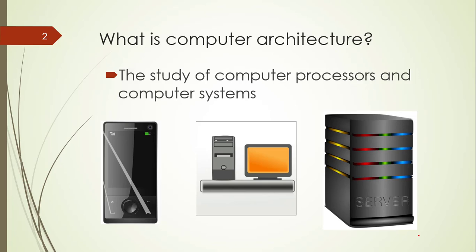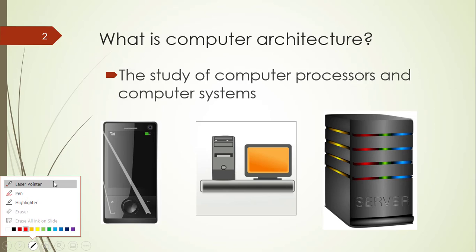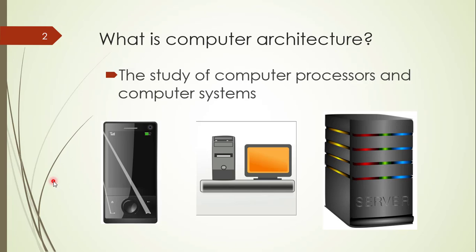So, what is computer architecture? Well, the study of computer architecture encompasses the study of computer processors and computer systems. So, what is a computer processor or a computer system? Well, it is pretty much everything. It is a mobile phone. A mobile phone is undoubtedly a computer processor and a computer system, a desktop or a laptop, and of course, the large servers that are a part of Amazon and Netflix, even they qualify as computer systems, and all of these things are taught in computer architecture.